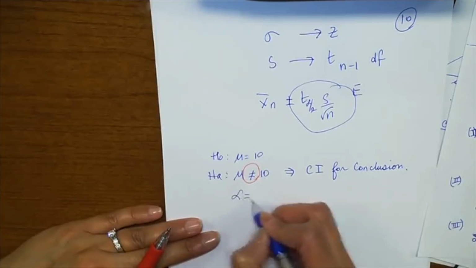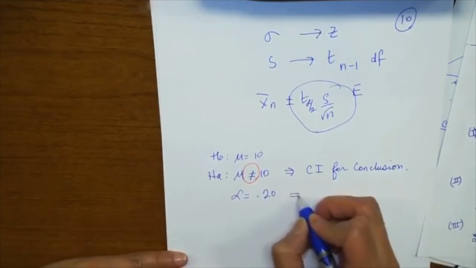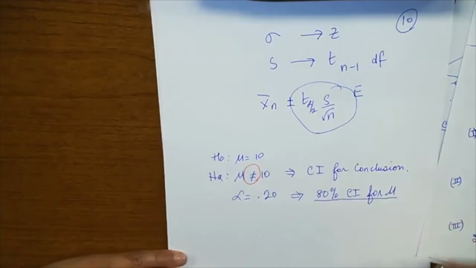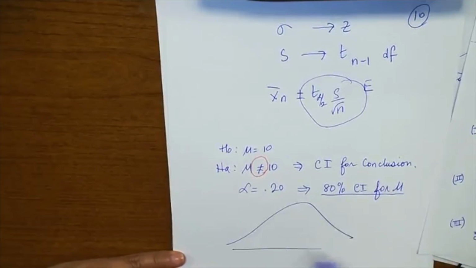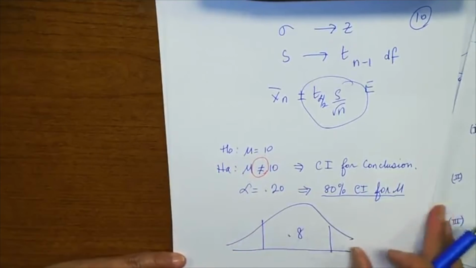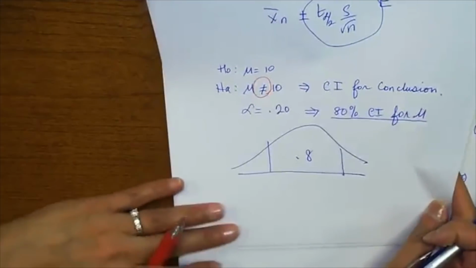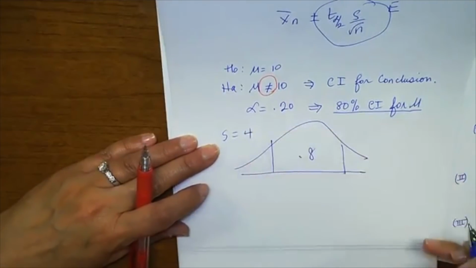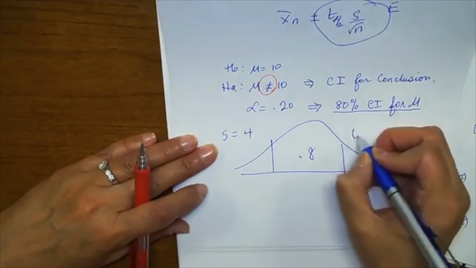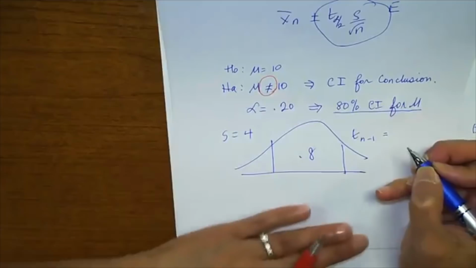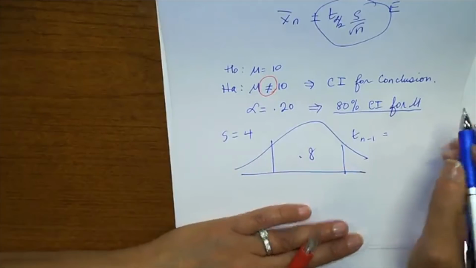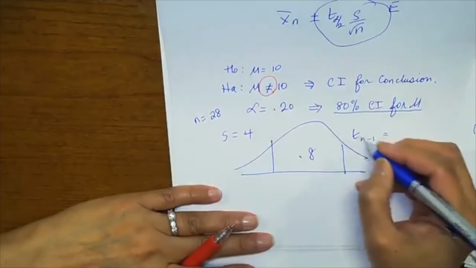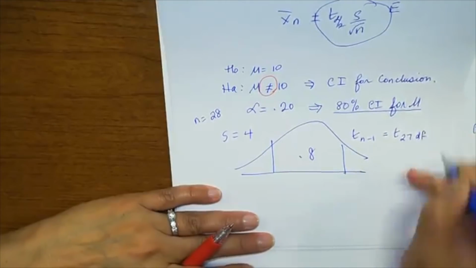So let's say that alpha for this problem is 0.20. This implies that I will find the 80% CI for mu. Stick the 80 in there. Say that, want to complicate things a little, so s is given to be 4. They gave me s, so I'm going to do t with n minus 1 degrees of freedom. So let's say that n is 28. So t, 27 degrees of freedom.